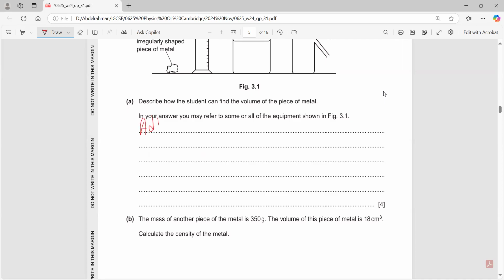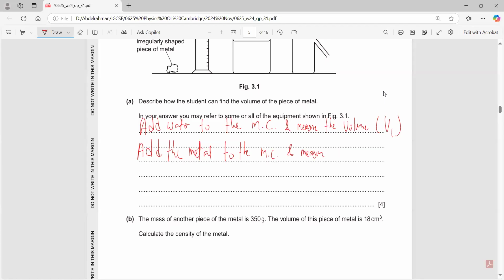So basically, add water to the measuring cylinder. Again, MC stands for measuring cylinder. You should not write down MC. Measuring cylinder, and measure the volume, not take the volume. Okay, measure the volume V1. Add the metal to the measuring cylinder, and measure the new volume.